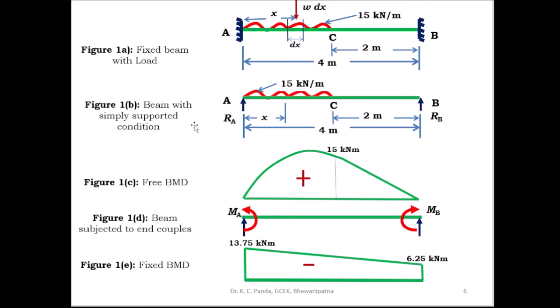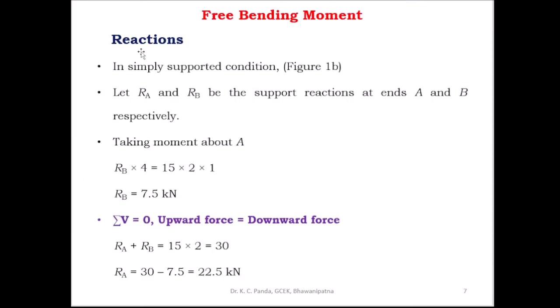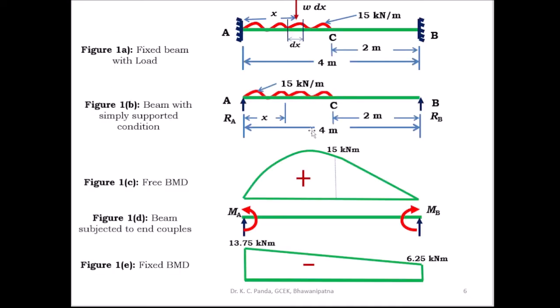First you have to take the simply supported condition, with only the external load, and due to this external load you have to find the reaction at both ends, RA and RB. Then you can draw the free bending moment diagram. This is figure 1b, the simply supported condition.